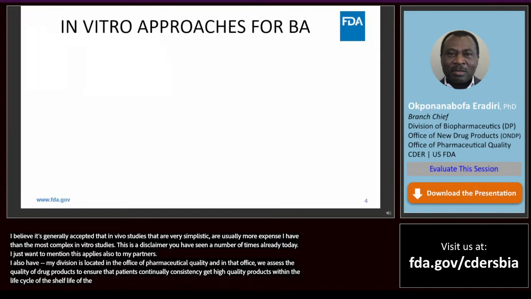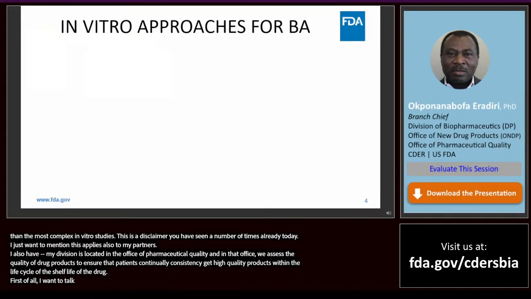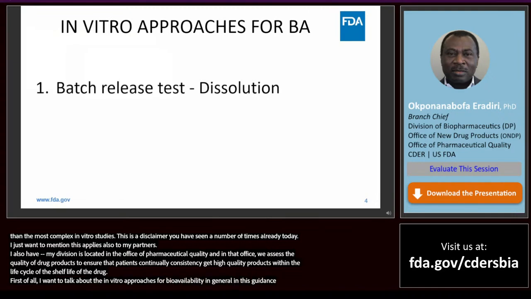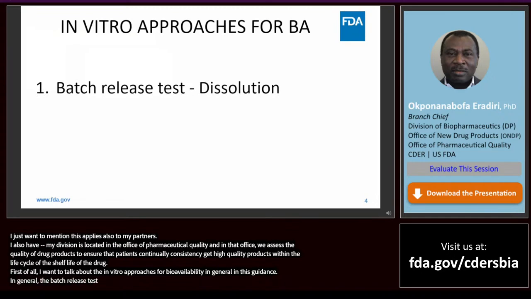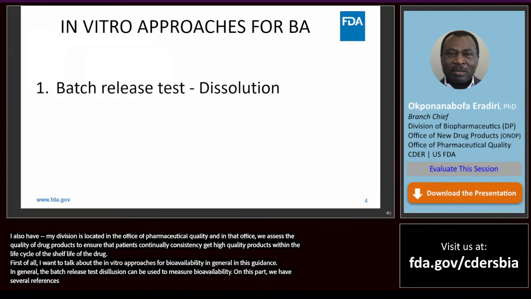First of all, I want to talk about the in vitro approaches for bioavailability in general in this guidance. In general, a batch release test, dissolution, can be used to measure bioavailability. And in this particular guidance, we have several references to other guidances that talk about the method development, method optimization, and method validation for dissolution.